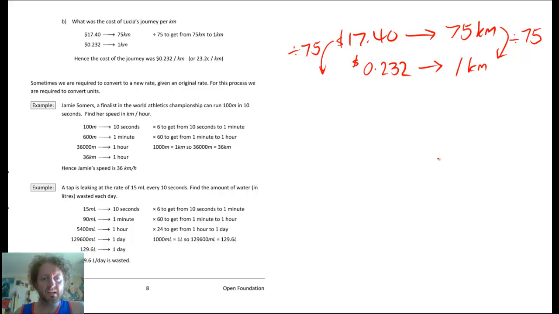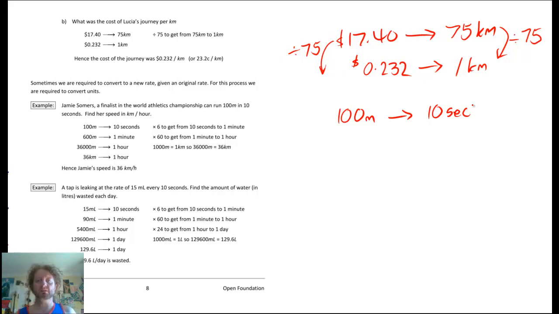Now we've got this fairly common question. Kilometres per hour one. Metres per second, kilometres per hour. It says Jamie Summers, a finalist in the World Athletics Championship, can run 100 metres in 10 seconds. Alright. 100 metres takes 10 seconds. And then it's asked to find a speed in kilometres per hour. Now the order I do here doesn't really matter, as in, I don't want metres, I want kilometres. I don't want seconds, I want hours. So I could do whatever order I want. But I know that I like to deal in whole numbers.